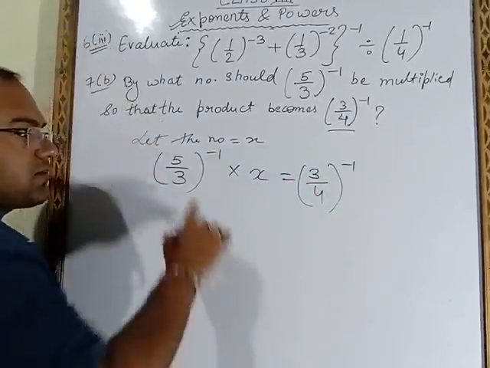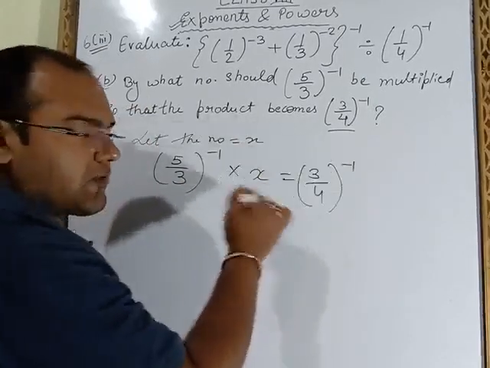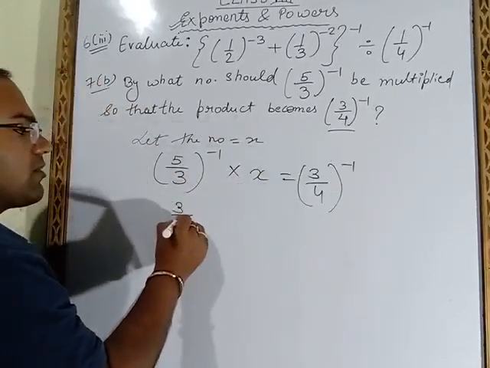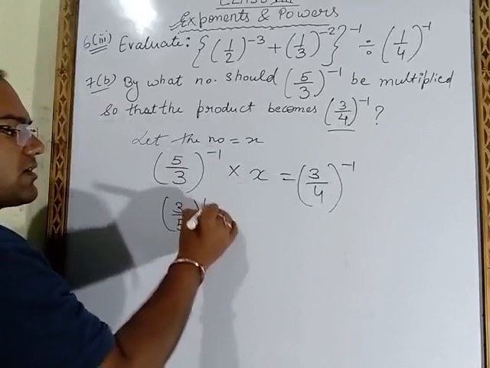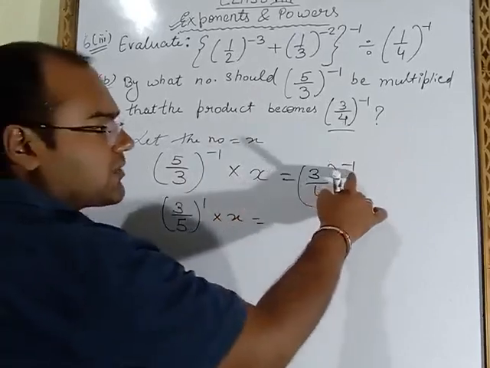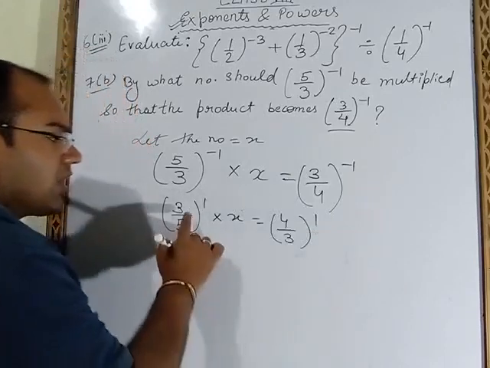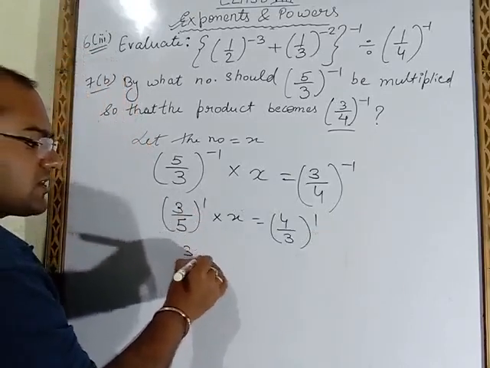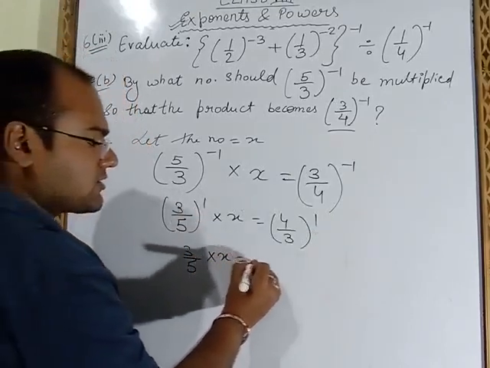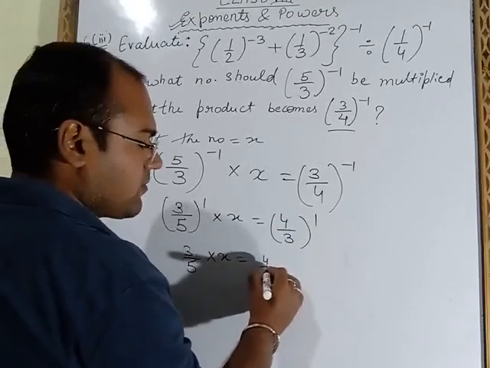Now what will be the next step? Both are having negative power. We will make them positive. 3 upon 5 power 1 into x. In order to make it positive, we have to take reciprocal. 4 upon 3 power 1. Now 3 upon 5 power 1 means 3 upon 5 into x. 4 upon 3 power 1 means 4 upon 3.